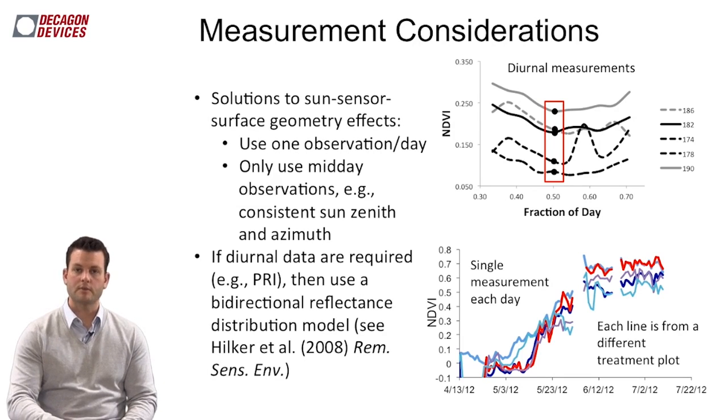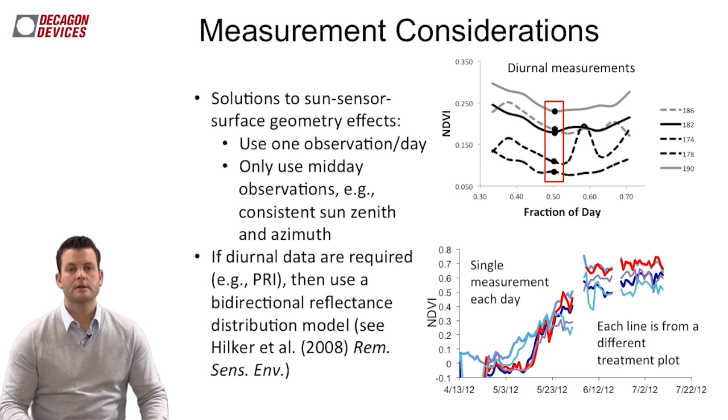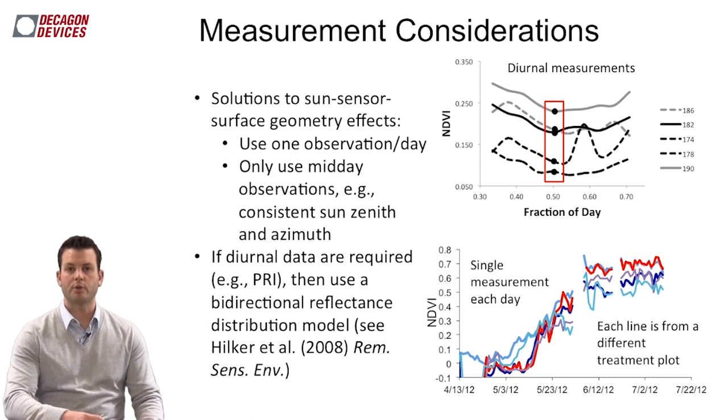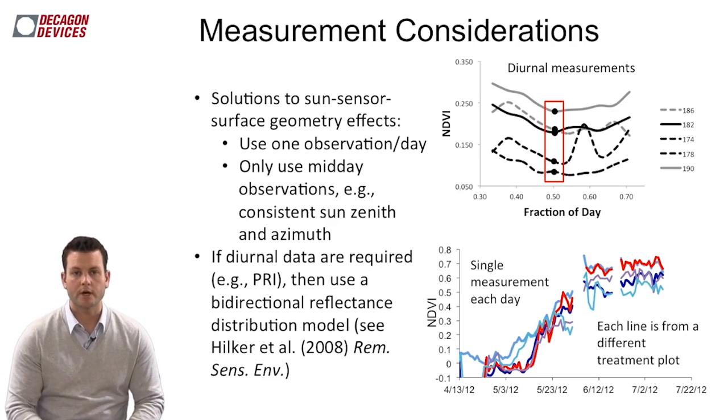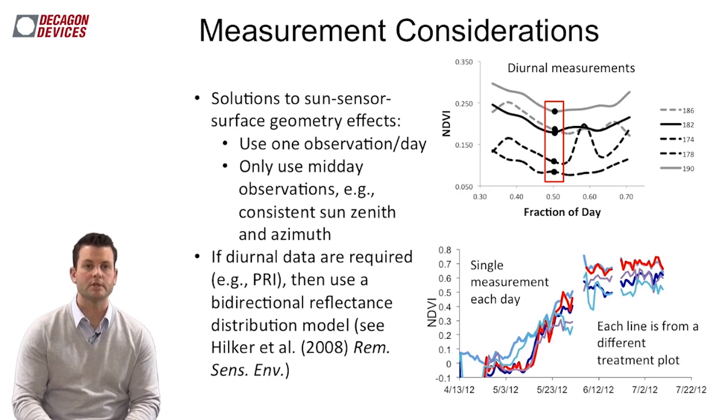As I'm showing in the bottom right-hand corner, this is a time series from several different treatment plots where daily data are plotted to show the differences in patterns of green-up during the spring to summer transition in this grassland.